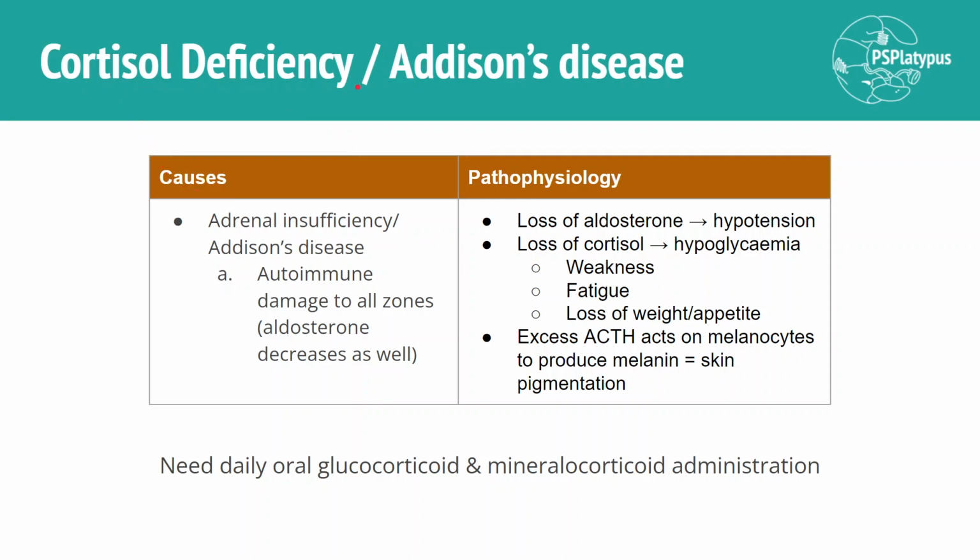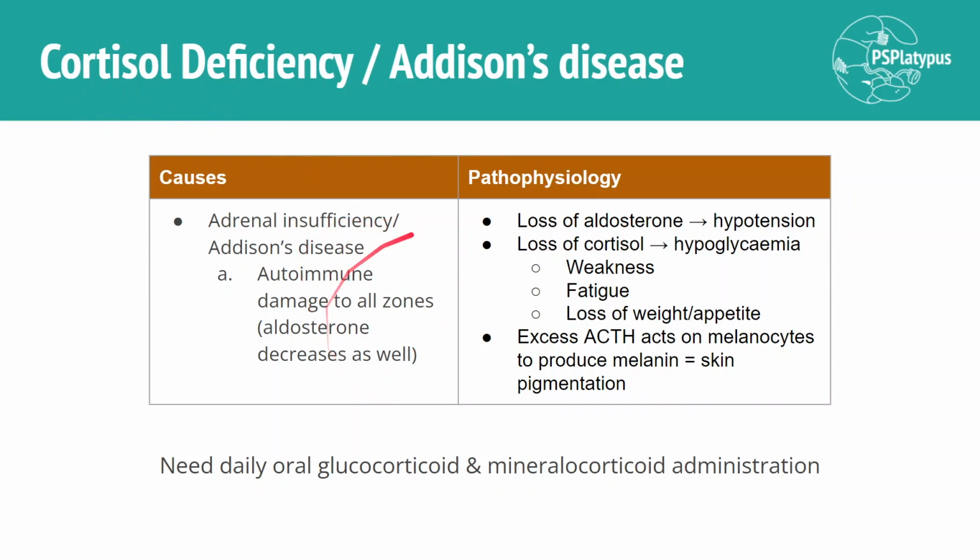The way this happens is, well, the disease you see this in is called Addison's disease, and the cause of Addison's disease is an autoimmune damage to the adrenal gland by large. So it's damage to all of the zones, so aldosterone would decrease as well. So we're really talking about Addison's disease here, which is broad adrenal insufficiency, not specifically for cortisol.